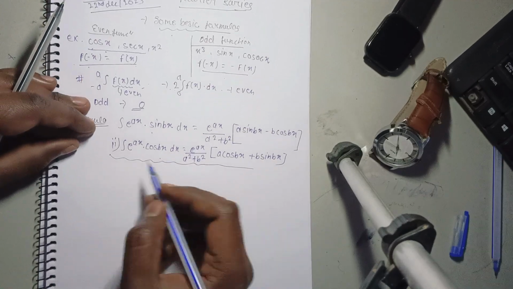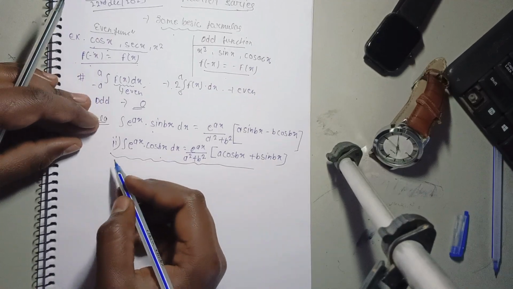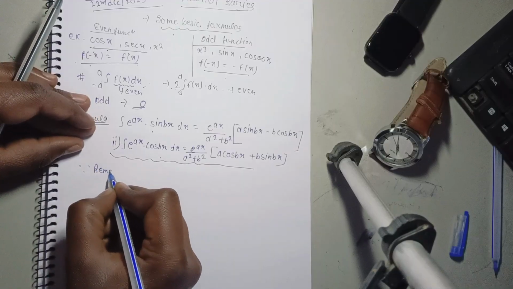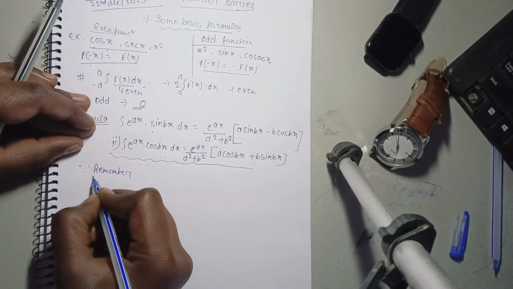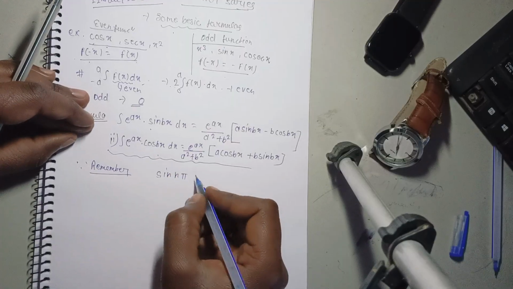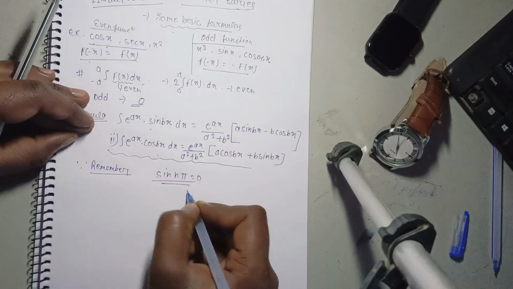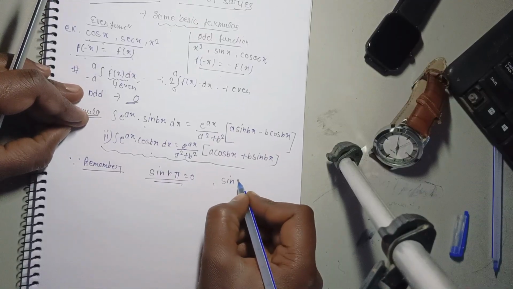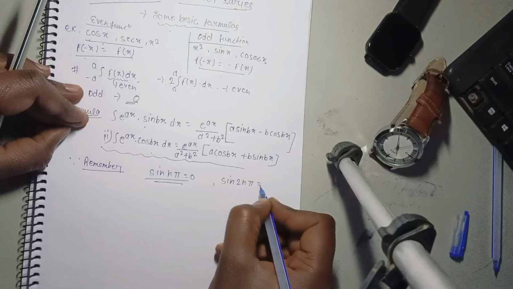Some more things which we need to remember: sin n pi. If we get sin n pi, it will always be 0. Sin n pi will always be 0, and sin 2n pi will also always be 0.